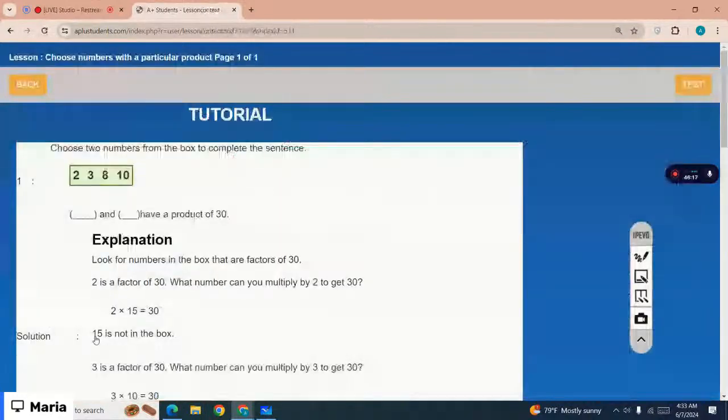Choose two numbers from the box to complete the sentence. You have to find two numbers that have a product of 30. Dash and dash have a product of 30. So which two numbers have a product of 30, right?